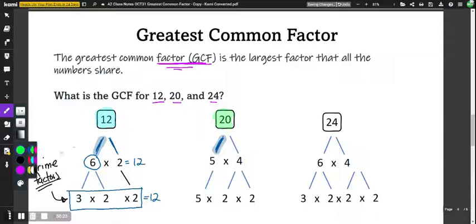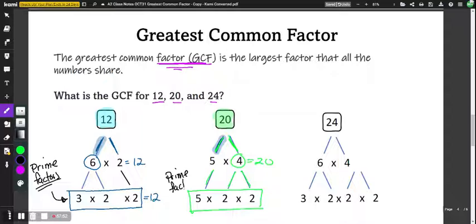5 times 4 equals 20. But 5, I can't multiply any other numbers together to get 5, so I'm just going to bring that 5 down over here. 4, I can multiply 2 times 2 to get 4. So now we see that these are the prime factors of 20.